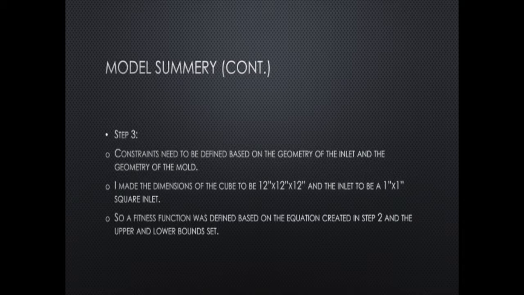For the third step, the constraints would need to be defined based on the geometry of the inlet and the geometry of the mold. I made the dimensions of the cube very simple, 12 inches by 12 inches by 12 inches, with the inlet a 1 inch by 1 inch square. So the fitness function would be defined based on the equation created in step 2, and the upper and lower bounds set by the middle of the inlet to the edge and along each axis.